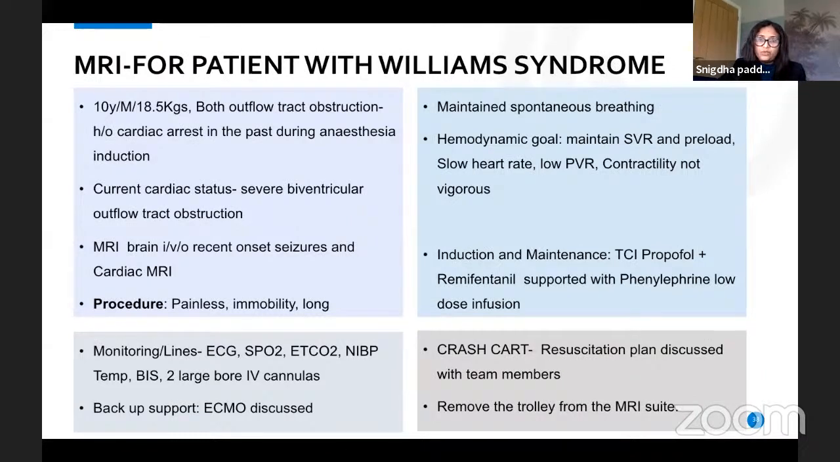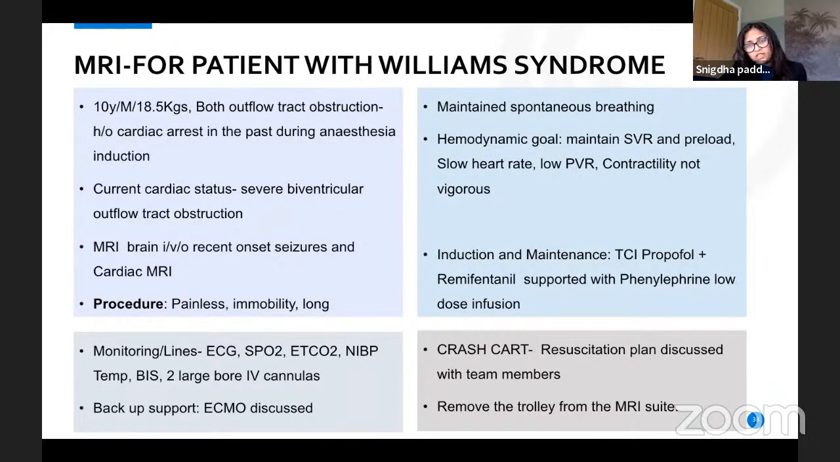So we decided to go ahead with TIVA, and we did ASA recommended monitoring. We had some discussion regarding having an invasive monitoring line for him or not, but we decided not to do that. We also discussed ECMO support for him just in case of any eventuality, but we tried to choose the safest anesthetic agents and the method for him. So we spoke to the cardiologist, and he didn't need any apnea. He was happy for us to maintain the spontaneous breathing.